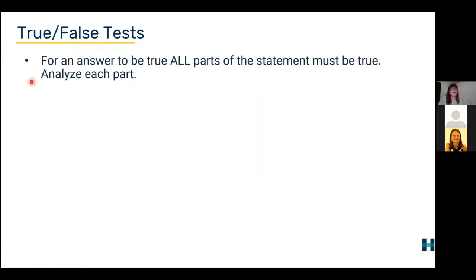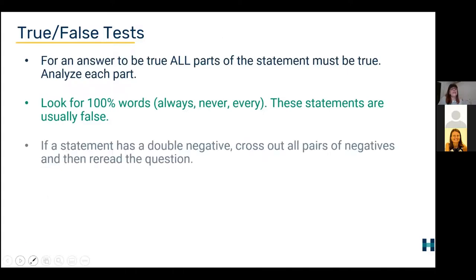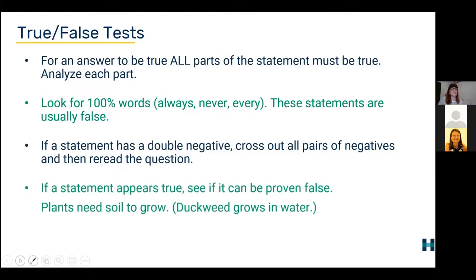True, false. This really stumps a lot of students. All parts of the statement have to be true in order for the whole thing to be true. And look for words like always and never. Double negatives: I haven't seen them as much as before, but you cross out the double negatives and then see if it's still true. If a statement appears true, see if you can prove it false. And I'm going to show you one of them in just a second.